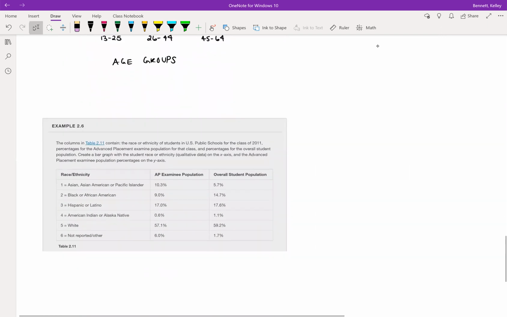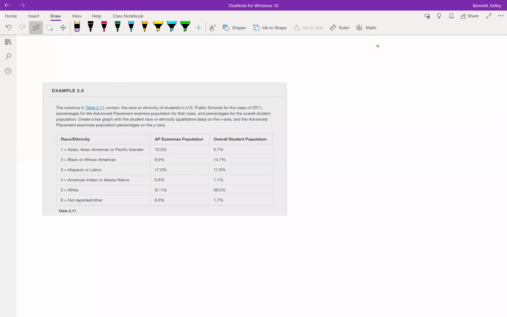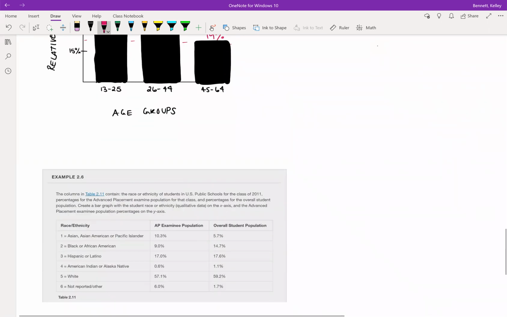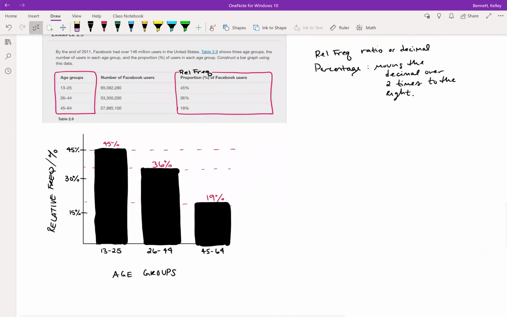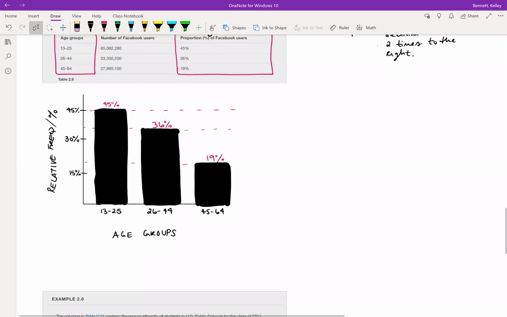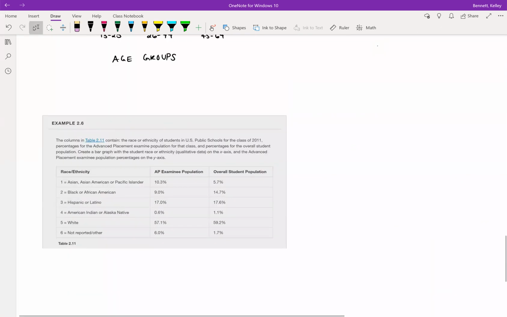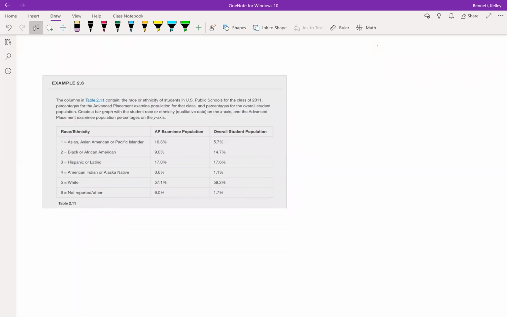So we can try one more here as well. Notice that the groups or the categories are a little bit different. We have race and ethnicity versus here we had age groups, right? And I actually listed out what the age groups were. In this one, we're going to do it a little bit differently. Instead of writing Asian, Asian American or Pacific Islander, and then Black or African American, and then Hispanic or Latino, I'm actually just going to label them by their number. It's like a key or a legend.